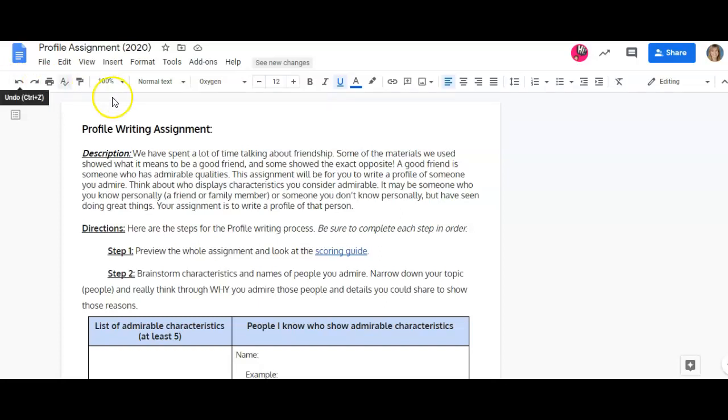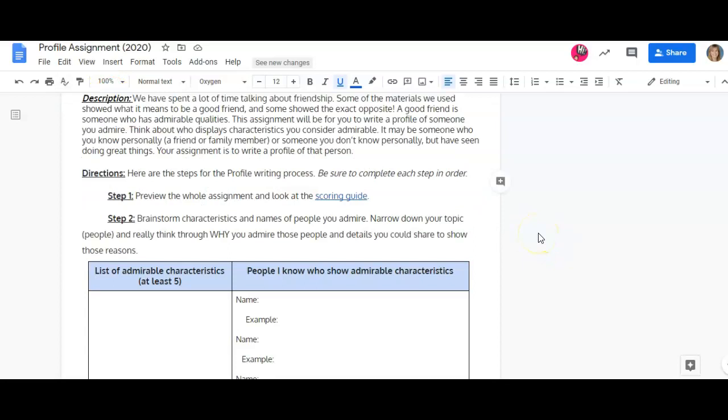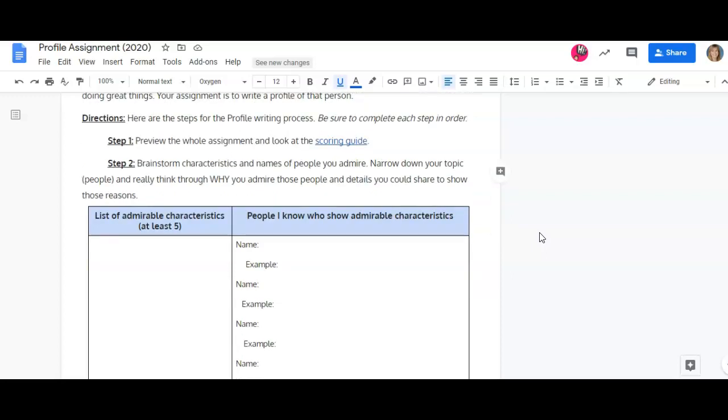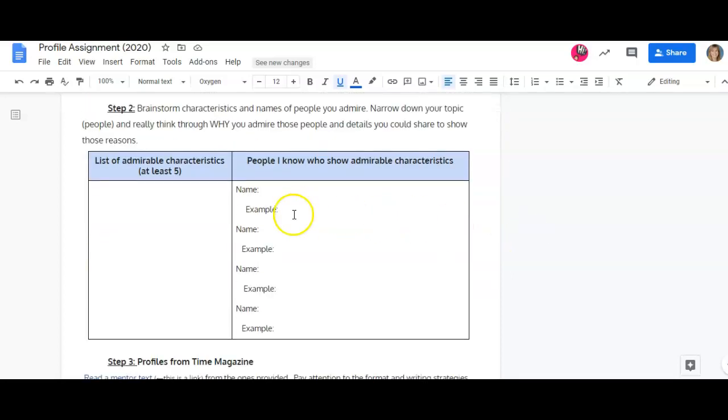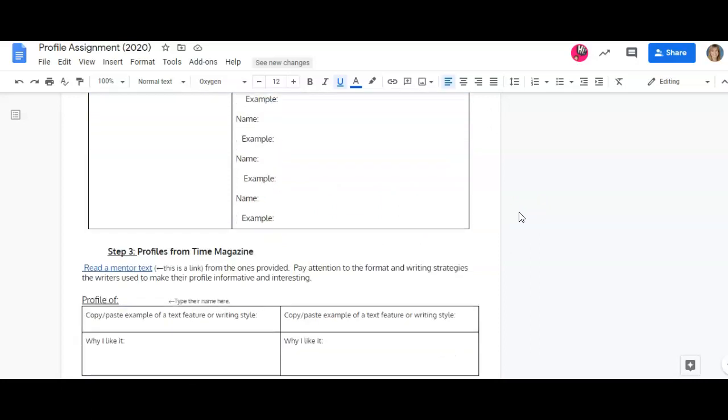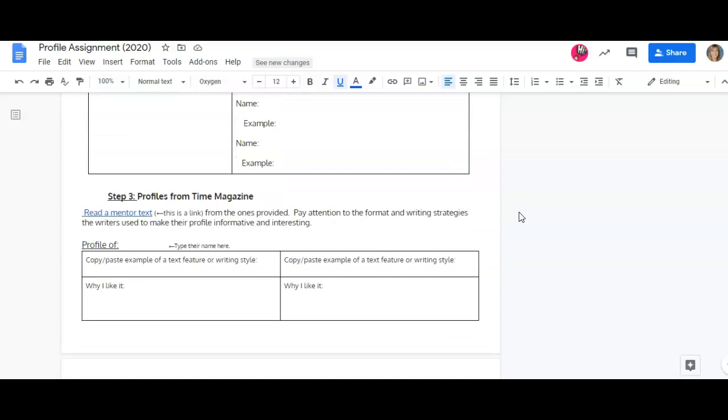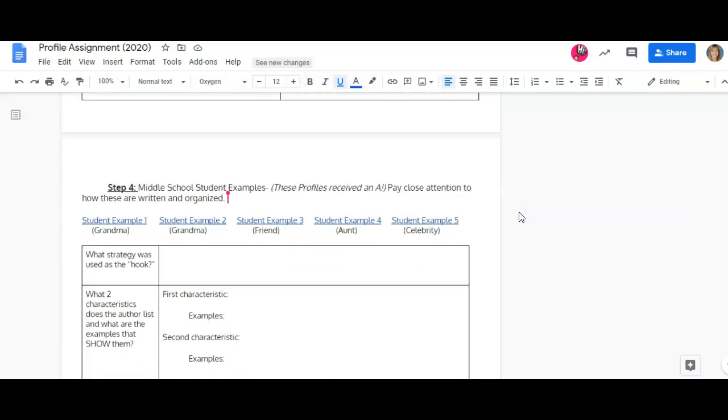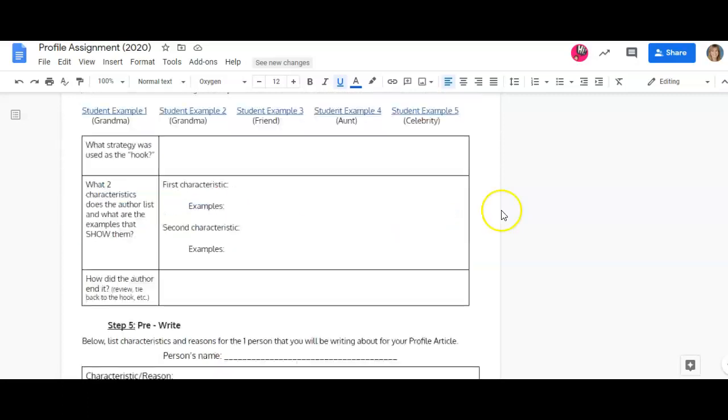Step 2, you're going to brainstorm characteristics and names of people you admire. A lot of times people just say, I already have my idea, and they don't consider other ideas. So even though you might have someone in mind already, I still want you to brainstorm at least 5 characteristics and people that might fit those characteristics. Then you're going to read some examples of profiles that have been published in Time magazine. That's step 3. After that, you're going to read some examples that other middle schoolers have written to this same assignment so you can see what that might look like.